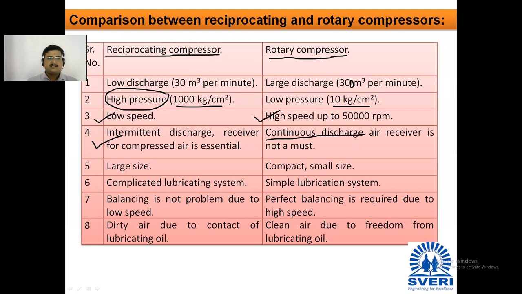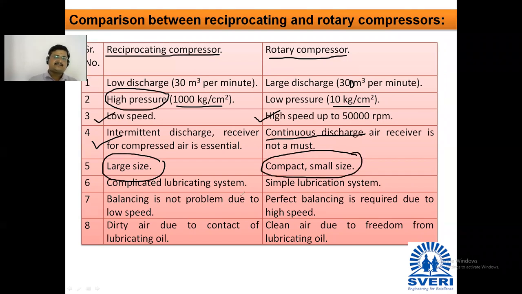Are you getting it? Next, fifth point is reciprocating compressor is having large size and rotary compressors are very compact and small size madhe yetat. Reciprocating compressor chi size prachanda mothi aste, pan rotary compressor chi size mothi nasate, ti lahan aste. The lubrication which is provided to the reciprocating compressor is more and complicated. Just the lubrication lagta piston and cylinder arrangement made, because there is a more friction and more number of the components are included. But in case of the rotary compressor, lubrication is very, very simple and less lubrication is required.